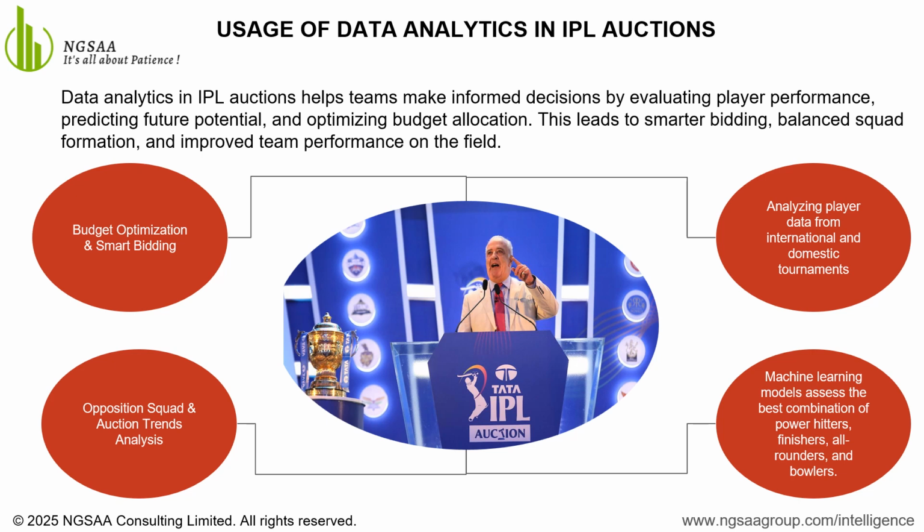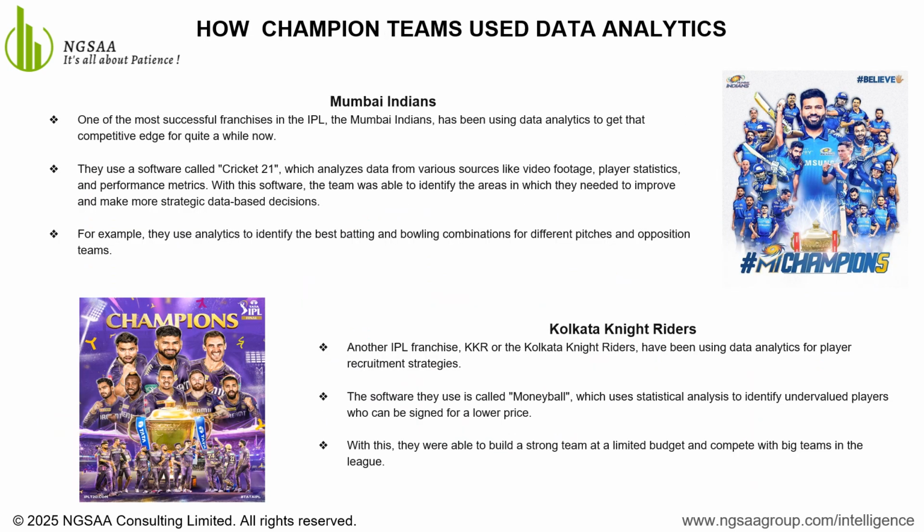Machine learning models help identify the best combination of power hitters, finishers, all-rounders, and bowlers based on past performances and predictive insights. Overall, data analytics leads to smarter bidding, a well-balanced squad, and improved on-field performance, giving teams a competitive edge in the IPL. How champion teams use data analytics.